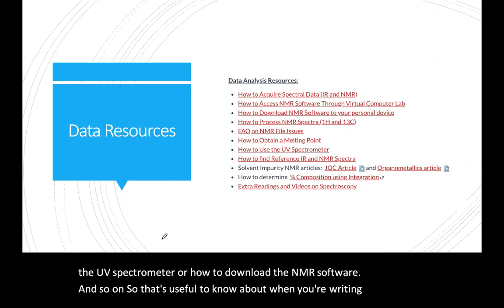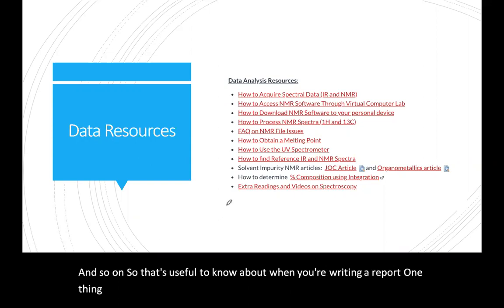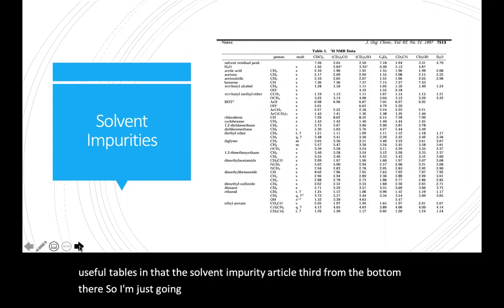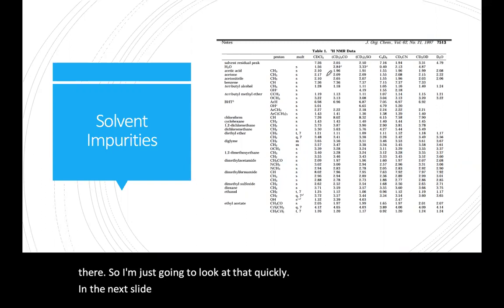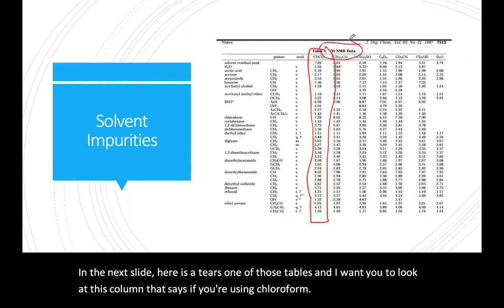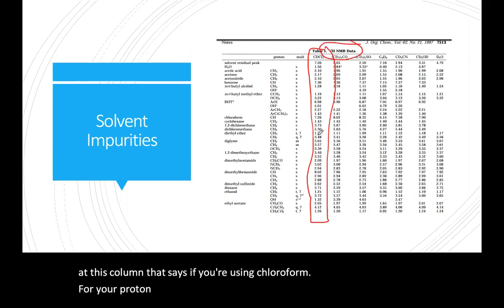One thing that students often use is there's an attached article that has some useful tables in it. That's the solvent impurity article, third from the bottom there. So I'm just going to look at that quickly in the next slide here. Here's one of those tables, and I want you to look at this column that says if you're using chloroform for your proton NMR spectrum. This is the chloroform column.